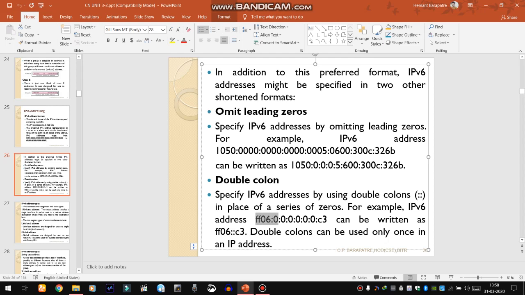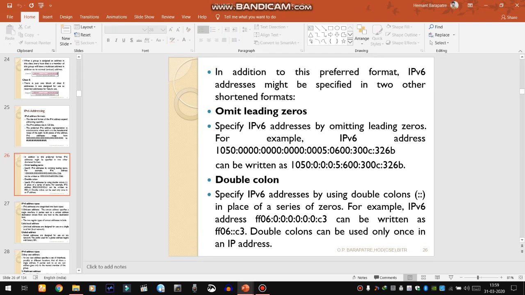Moreover, we can write the same address in another way. We can just use a double colon when we encounter a run of zeros in the address space. So we can write 1050 double colon 5 600 300C 326B. Or take this address: ff06 colon 0000 colon 0000 and so on colon C3. It can be written like this by omitting leading zeros, and again this run of zeros can be replaced by a double colon before C3. In this manner we can specify IPv6 addresses very specifically and very easily.